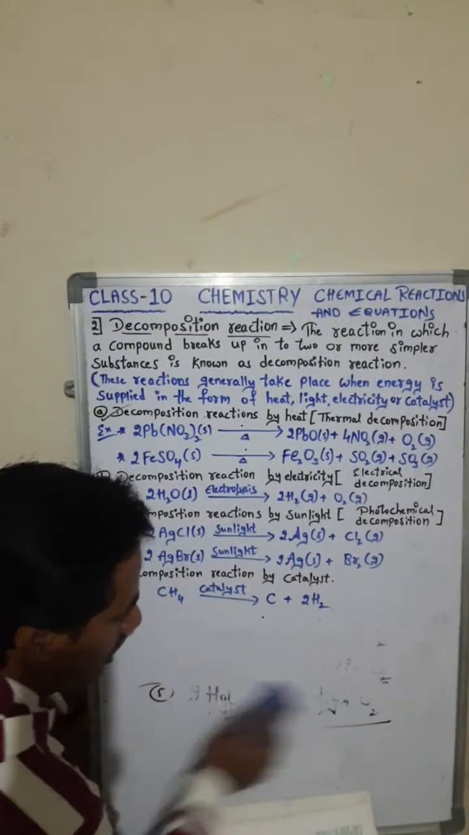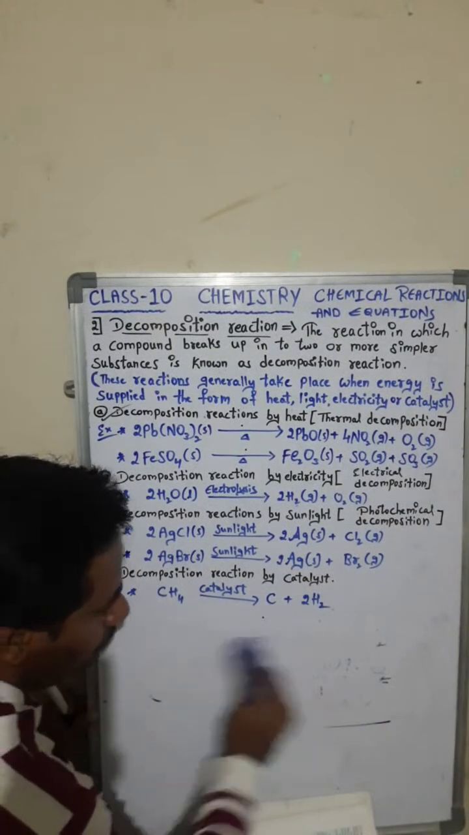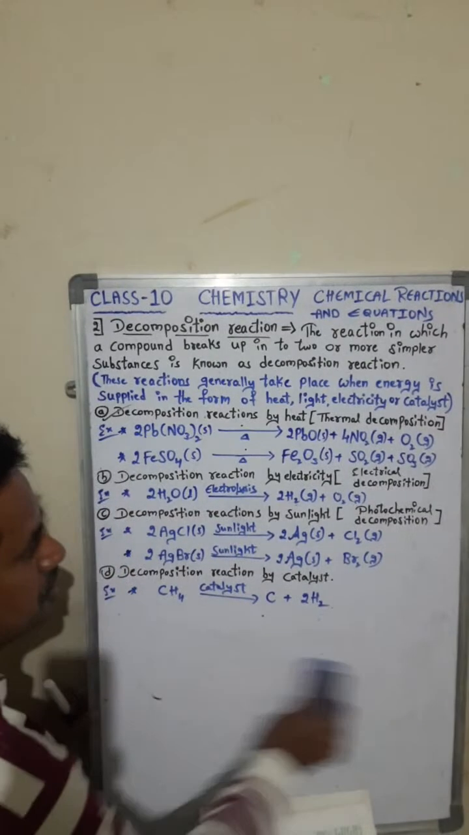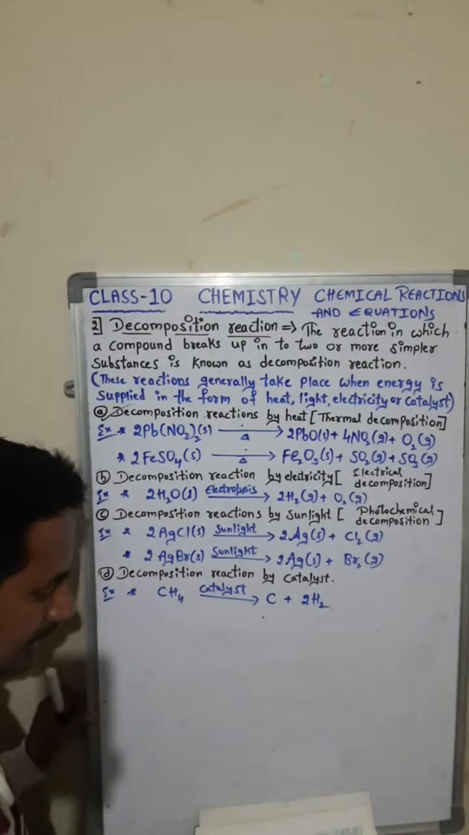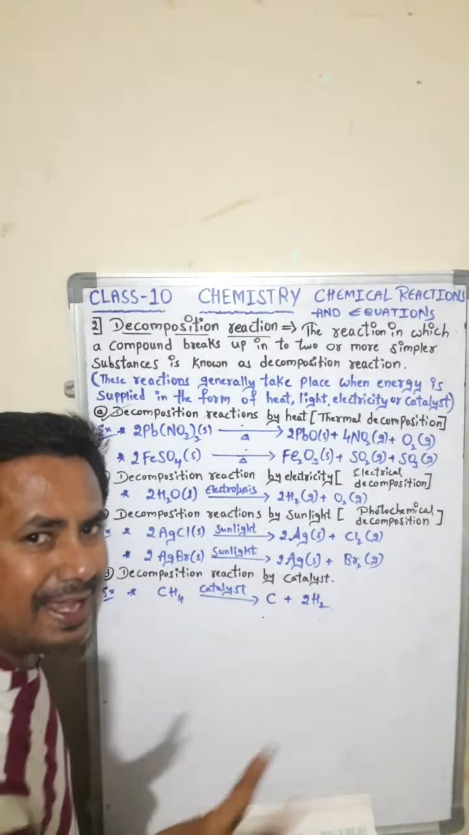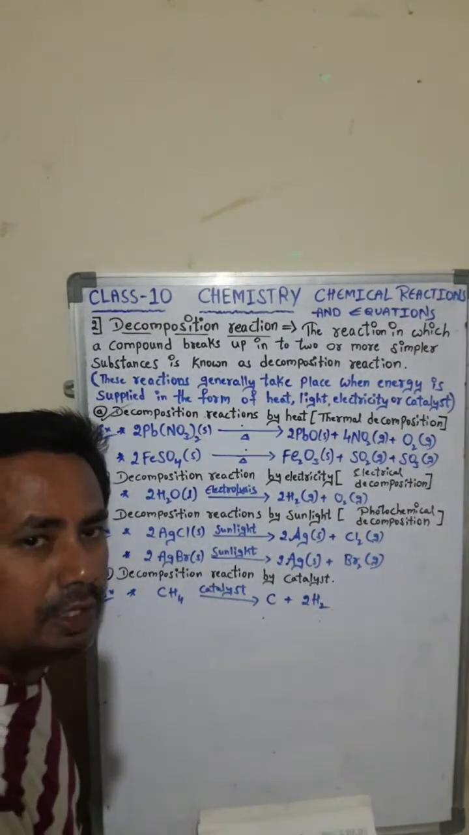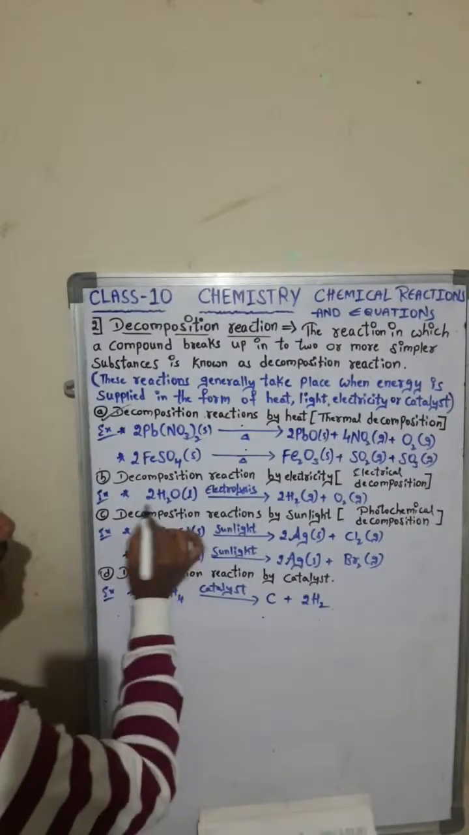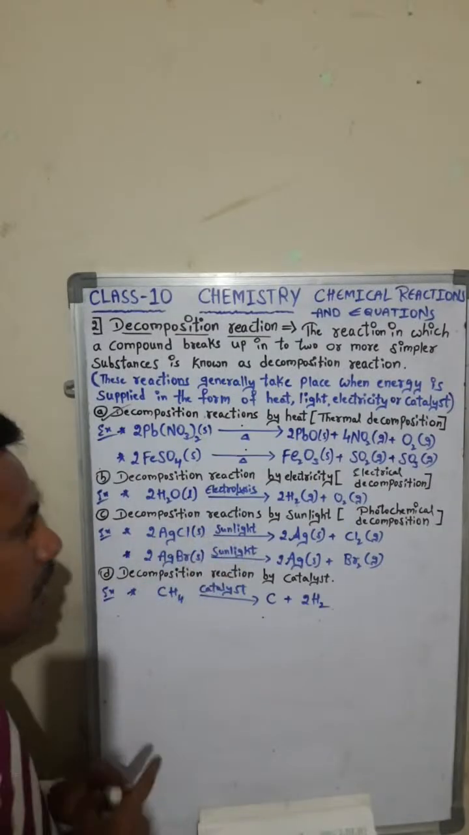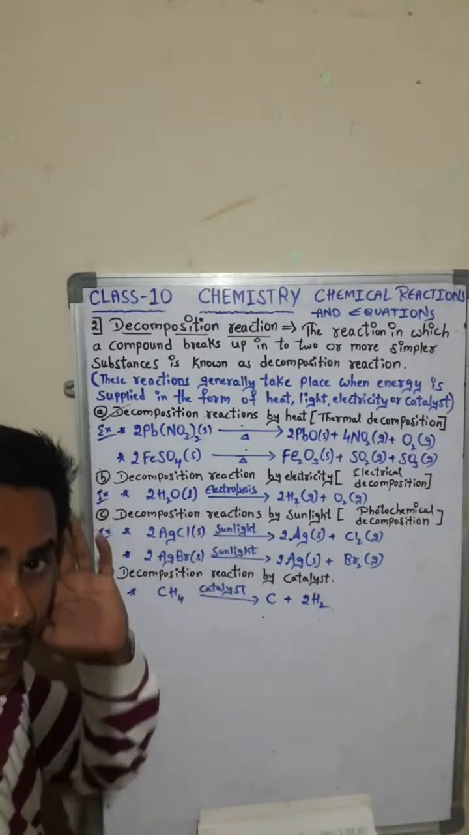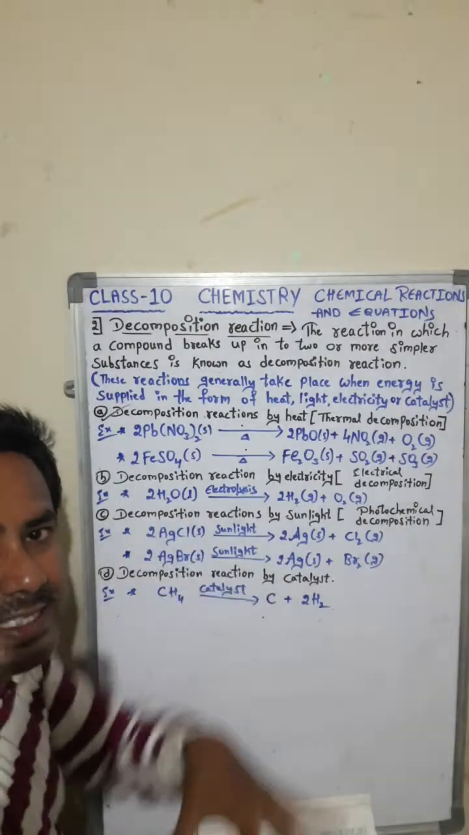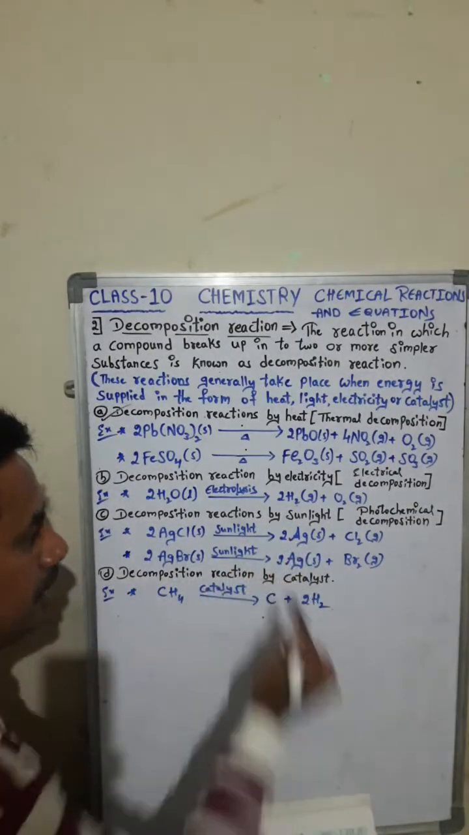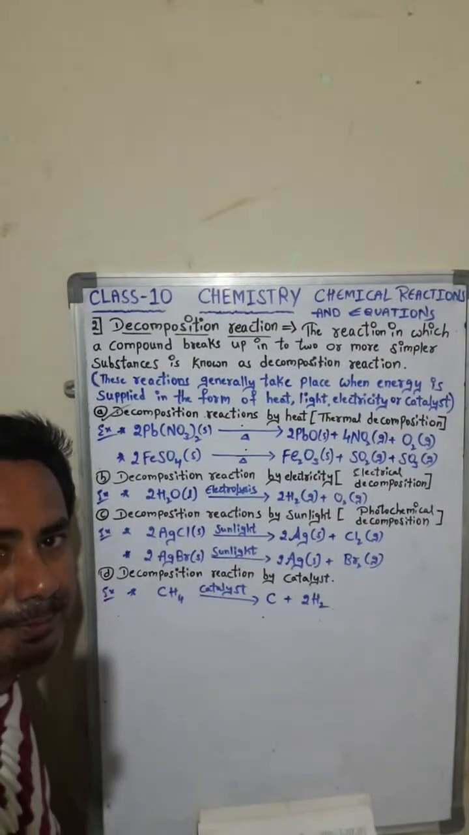Thermal decomposition we have completed. Next, electrical decomposition. What is electrical decomposition? When we supply electricity to one compound, it will break down. See, H2O, water is there. Electrolysis. In the electrolysis process, we supply electricity. That water will break down into hydrogen and oxygen.